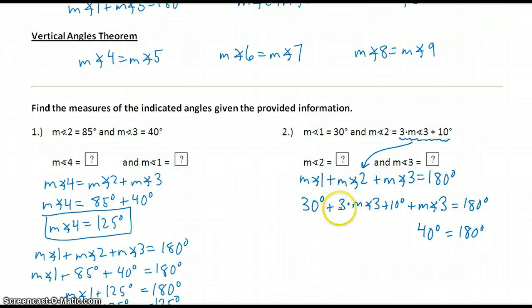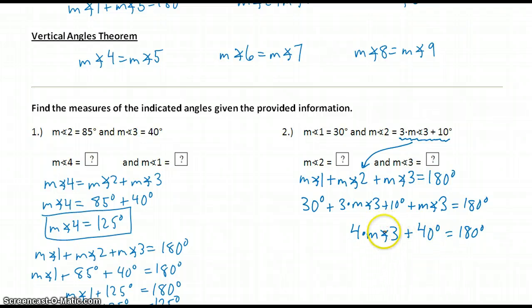And I also have 3 times the measure of angle 3 plus the measure of angle 3. Well, if I think of a coefficient as nothing more than a tally, this tells me I have 3 measures of angle 3 plus another measure of angle 3. Well, if I already have 3 and I add another one, I have a grand total of 4 measures of angle 3. Think of coefficients as just a tally. They tell me how many things I have. In this case, it's measures of angle 3.